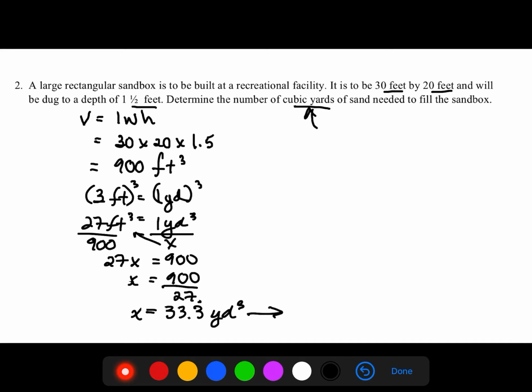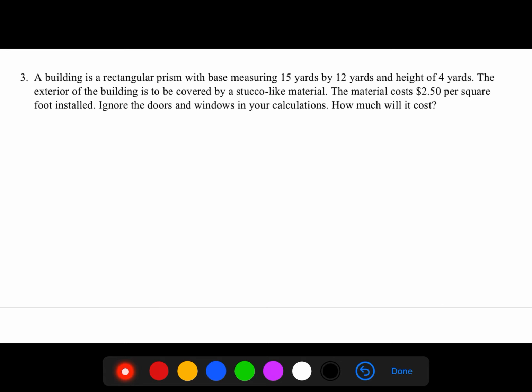Again, we need to change this to a fraction. Remember that 0.33333 is just 1/3. If we don't remember that, we can make it 3/10. But we know that 33 1/3 cubic yards of sand are needed.